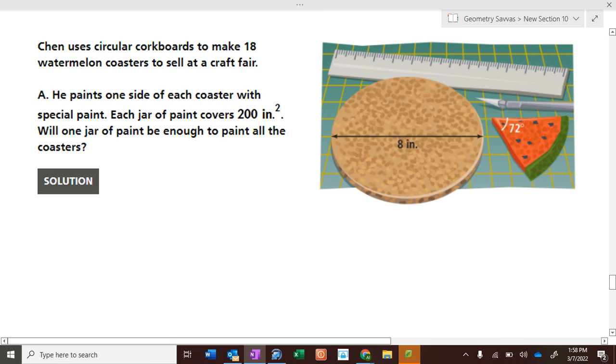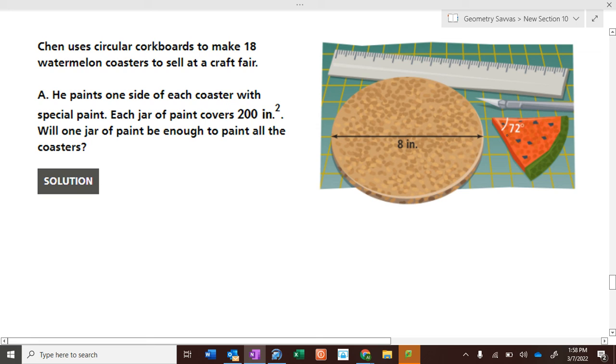Chen uses circular cork boards to make 18 watermelon coasters to sell at the craft fair. He paints one side of each coaster with a special paint. Each jar of paint covers 200 square inches. Will one jar of paint be enough to paint all of the coasters? Because he just paints one side of the coaster.